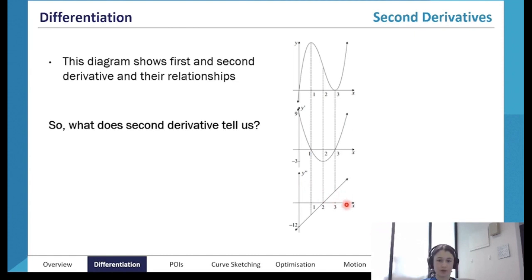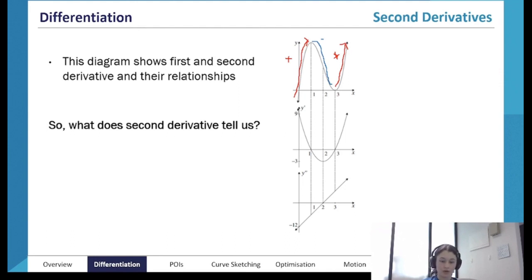So, as you can see here, this is a visual representation of what we've been going over so far. The curve here, I'll draw it in for you guys. The curve in this section has a positive gradient because it is increasing. And then also here, it has a positive gradient. But in this middle section down here, it has a negative gradient because it is decreasing.